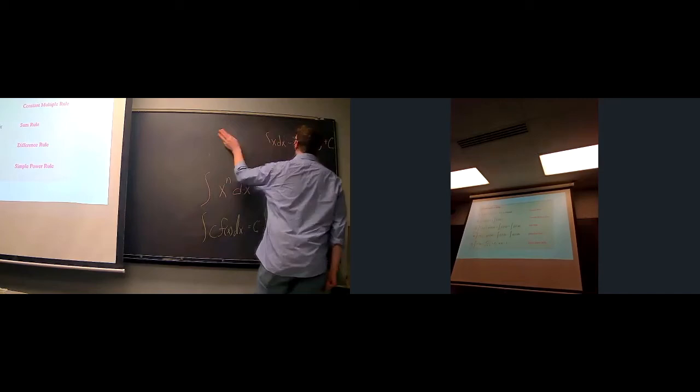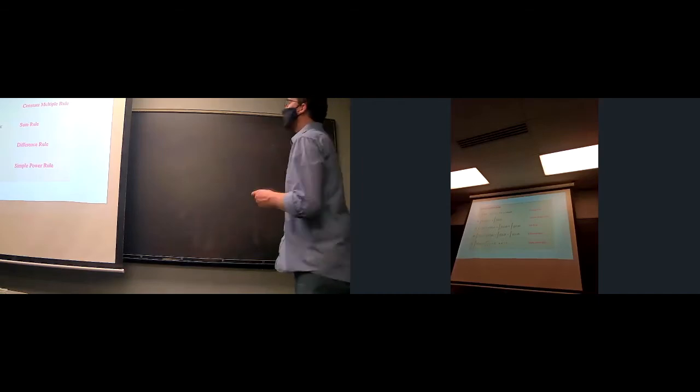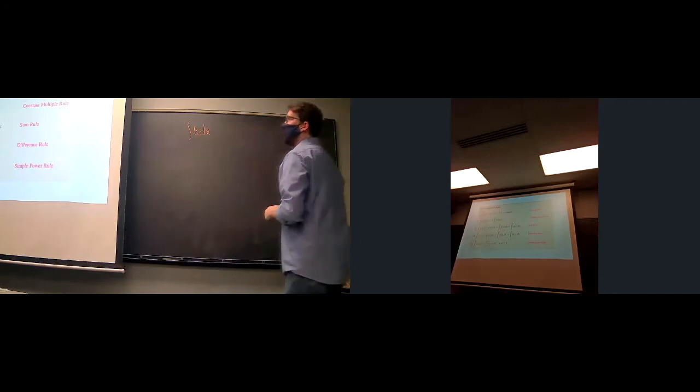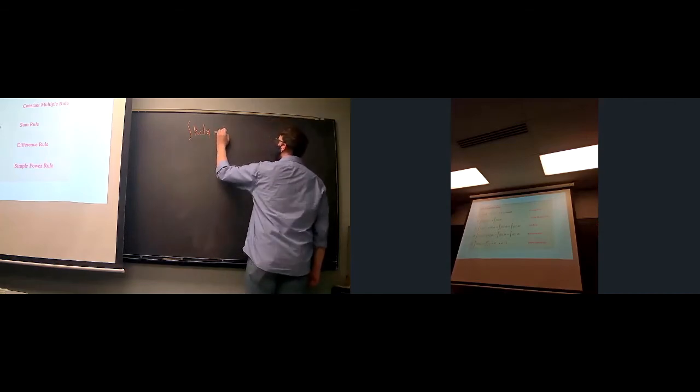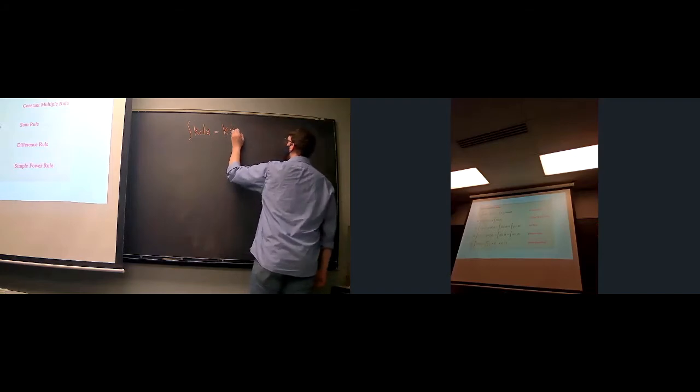So let's go back to these basic integration rules really quick, just so that we can remind ourselves what all they tell us. So the first one we've got is that the integral of a constant k is just going to be k times x plus c.